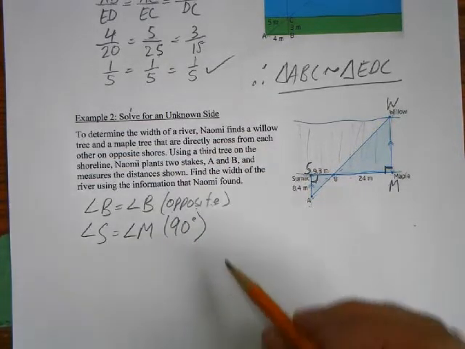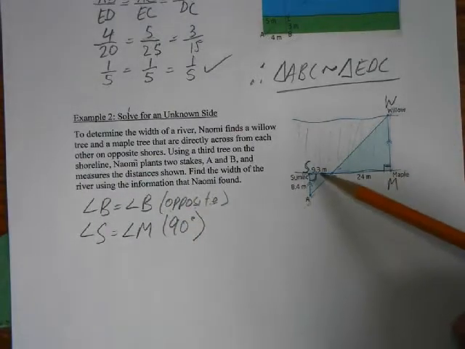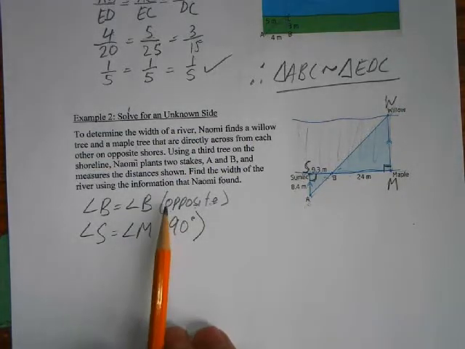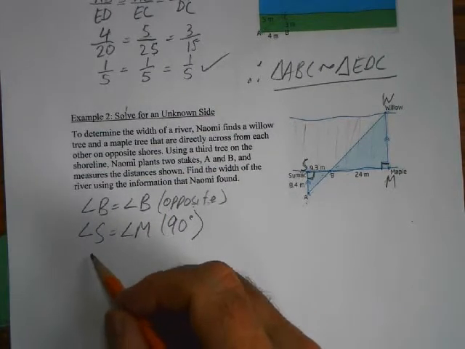Okay, so I've got two pairs in each triangle that match up with each other. Now I could actually stop here and say, well, if these two angles are the same, then the third pair of angles has to be the same because of the 180 rule. So that's what I'm going to do.